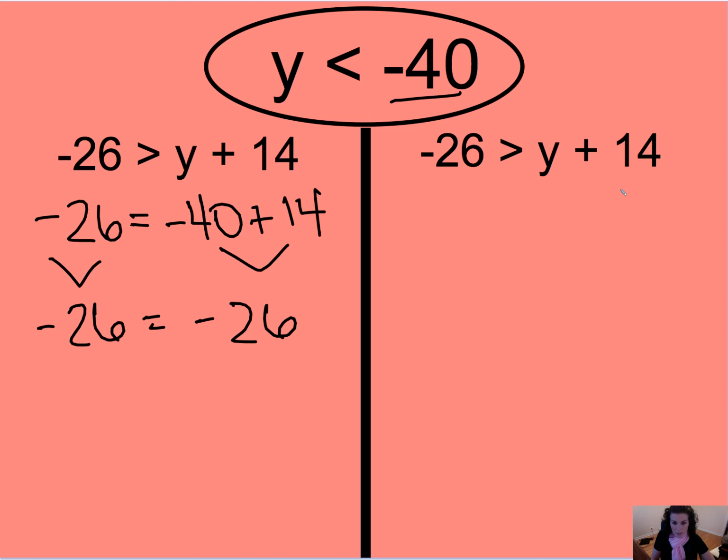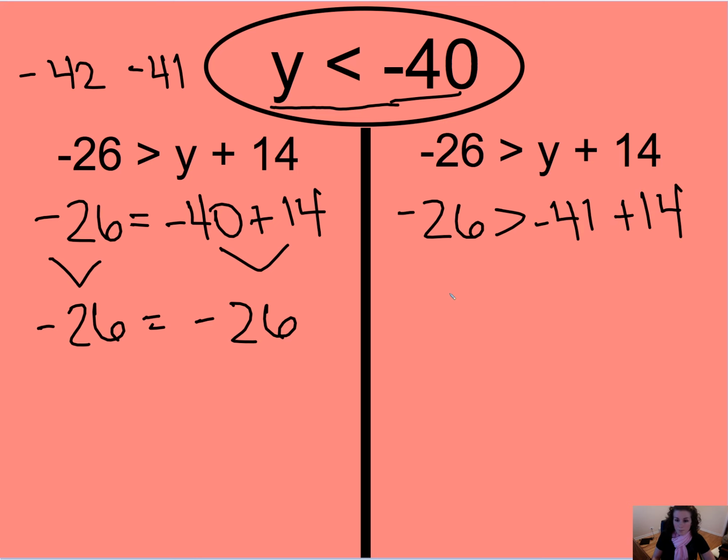On the right-hand side, I have my original inequality again, but I want to choose a number, any number, that's less than negative 40. So be careful. Think about a number line here. That would be negative 41. That could be negative 42, so on and so forth. I'll just pick negative 41. So negative 26, I want to see if that's going to be greater than negative 41 plus 14. This is obviously negative 26. And then this would be negative 27. And if you think about a number line, yes, negative 26 is greater than negative 27.